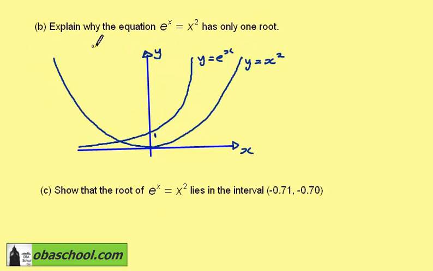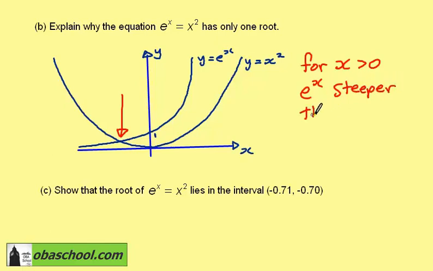We now want to explain why the equation e to the x equals x squared has only one root. On our sketch, we can clearly see one point of intersection. We need to consider the two curves to the right of the y-axis. If x is a positive number, then the graph of e to the x is far steeper than the graph of x squared. So these two curves can never meet to the right of the y-axis.